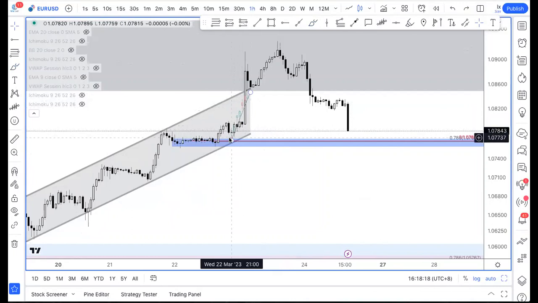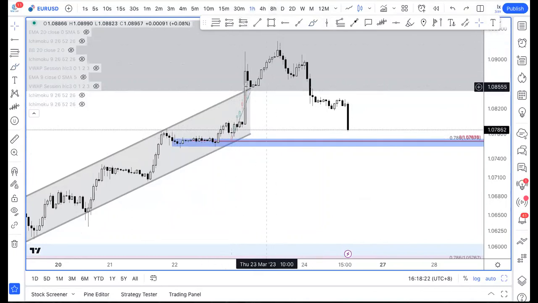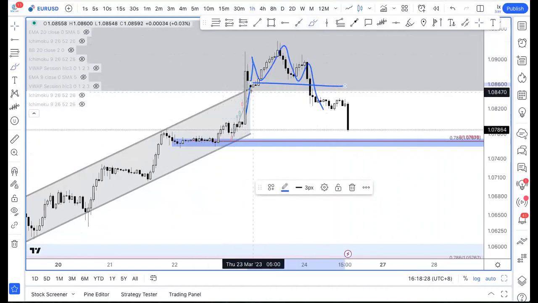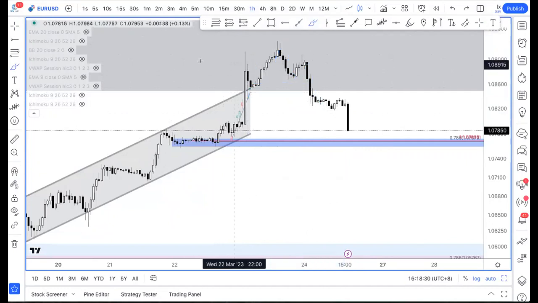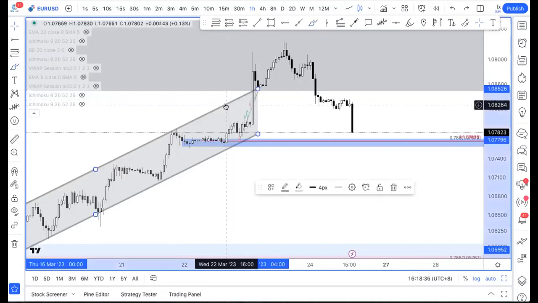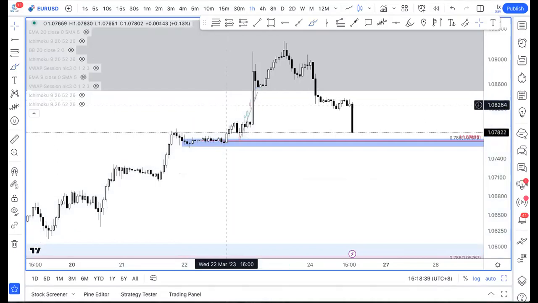So we can see that price reacted off the support area. And right now on the 1 hour, you can see some kind of head and shoulders pattern being formed here before price breaks below it. So the ascending channel is no longer valid. This channel is no longer valid, but we still have the same support area, the one that price reacted to previously. This area is still valid.